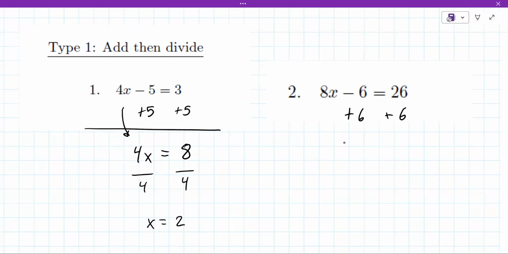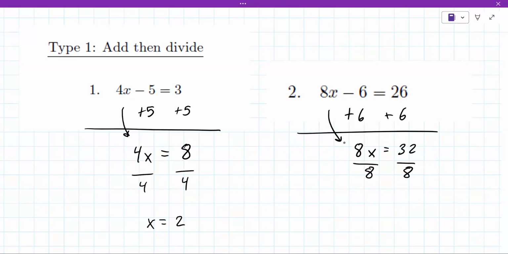So hopefully you're adding 6 to both sides and bringing that 8x down like you were asking about. That's 32 on the right. So divide by 8, divide by 8.